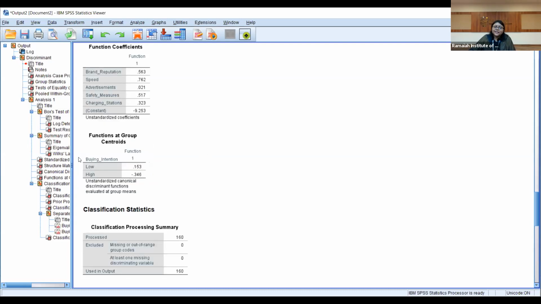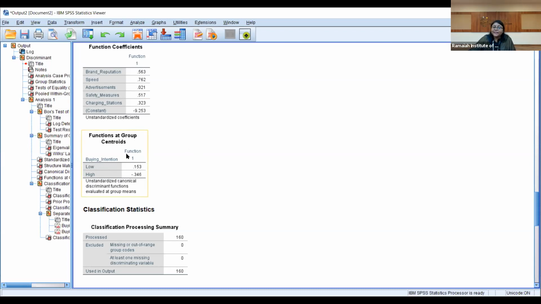Now the next thing is the function at group centroids. This is very important because in the low buying intention, you have this function as 0.153, and in the high buying intention, you have minus 0.346. So in order to find out a discriminant function, we need a divide rule. This can be calculated with a simple formula, that is x1 into n1 plus x2 into n2 divided by n1 plus n2.